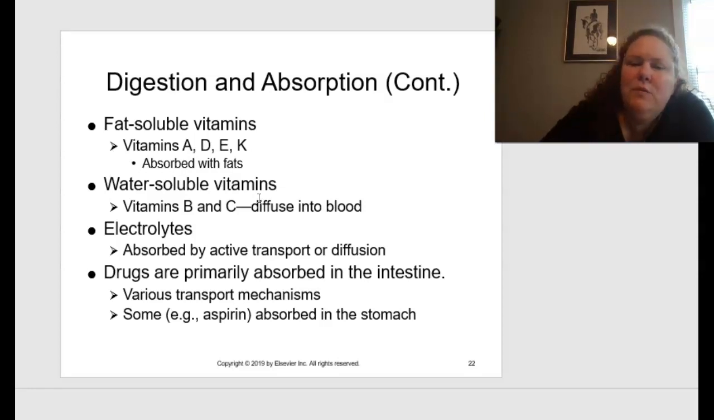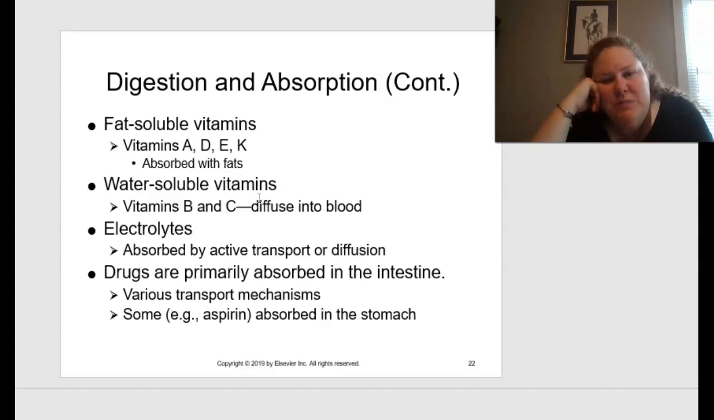You have your water-soluble vitamins, and these are your vitamins B and C, and these are going to diffuse into your blood. You also have electrolytes, and these are going to be absorbed by active transport or diffusion. And our drugs are primarily absorbed in the intestine, and this occurs through various transport mechanisms. And some, for instance, aspirin, are absorbed in the stomach.